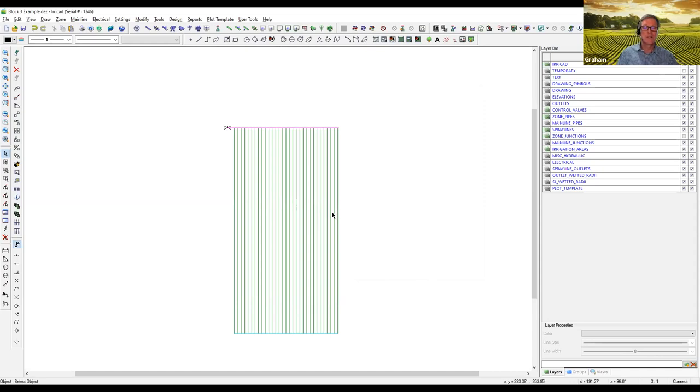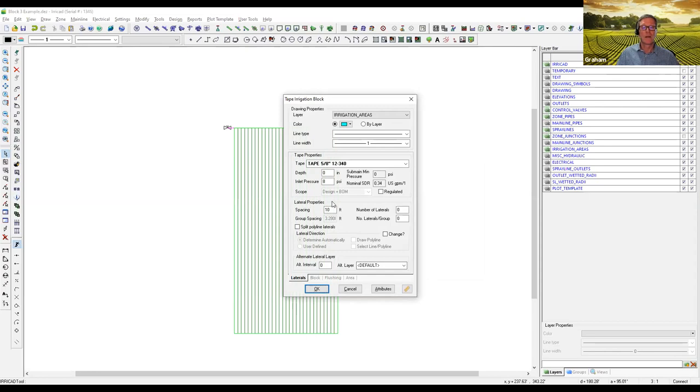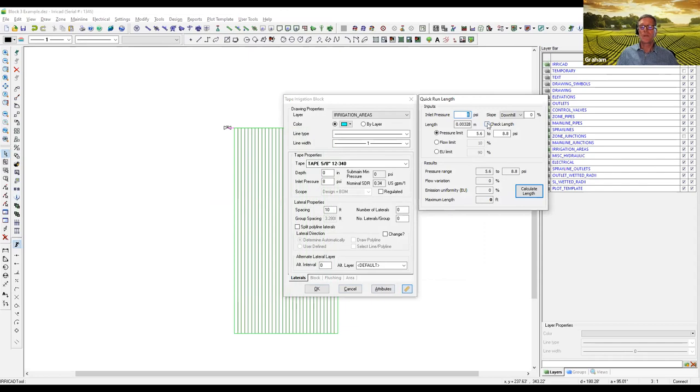Another way is actually while you're setting up the block parameters. And these are the tape block parameters. That tool now sits in the bottom right-hand corner. And so maybe you want to check the existing length, and it's going to give you the minimum and maximum pressures in there.